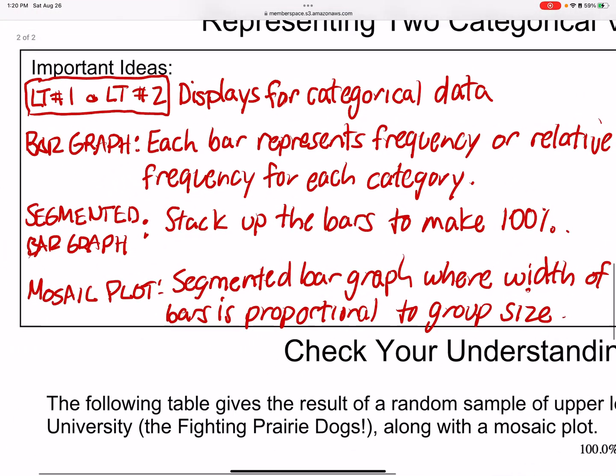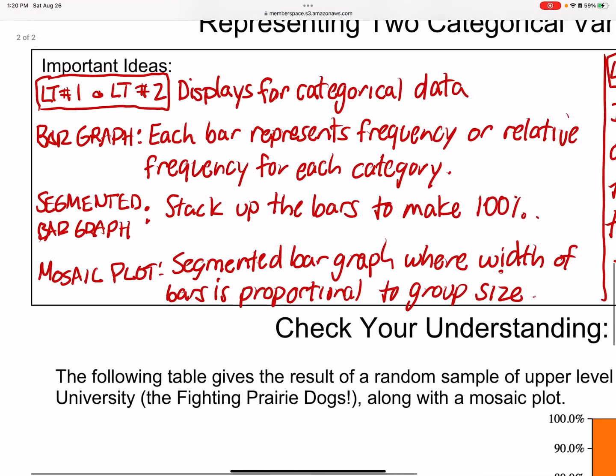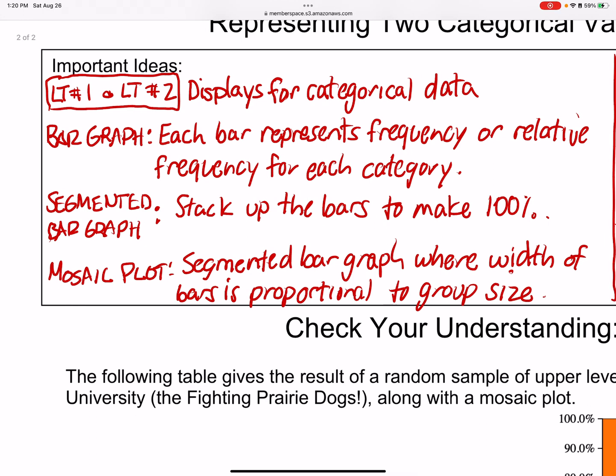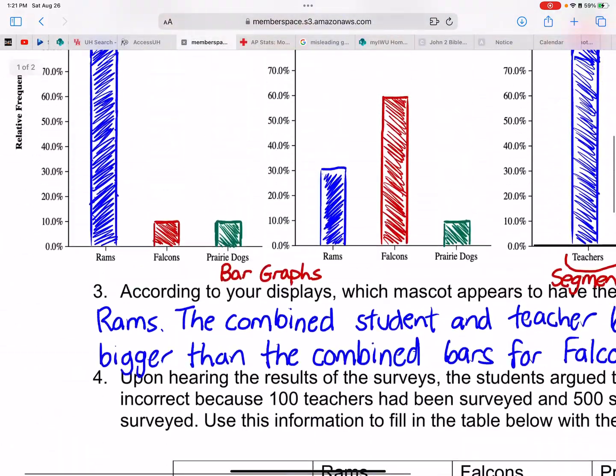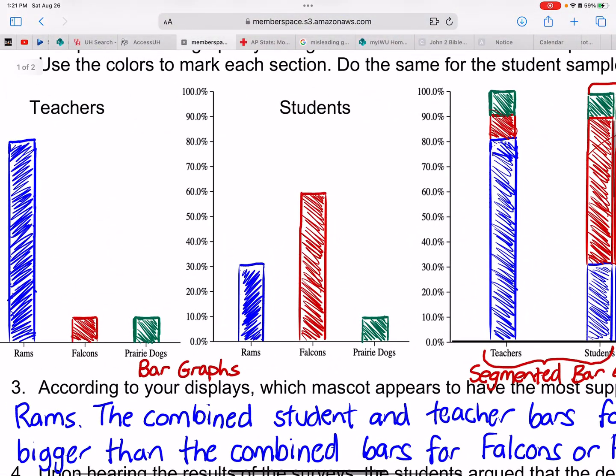Here's the notes that you would want to do. Learning target 1 and 2, the displays for categorical data that we've discussed so far. We have the bar graph, and each bar graph represents frequency. If I do percentages, it's relative frequency for each category. Then I have a segmented bar graph, and the segmented bar graph is the one that I stacked up to make 100%. And that was this one here, where these are segmented bar graphs.